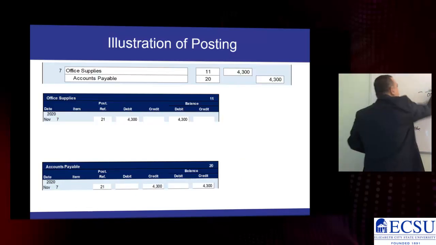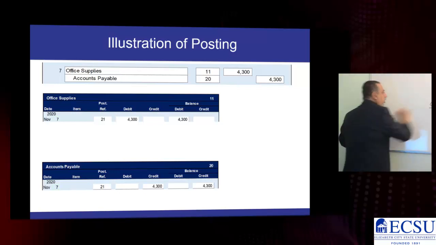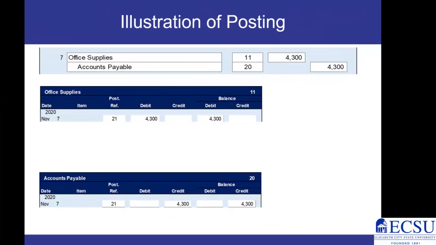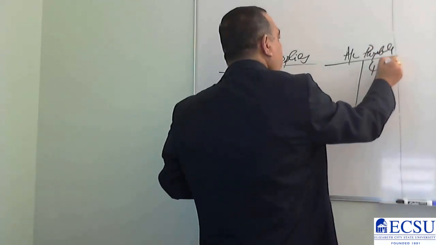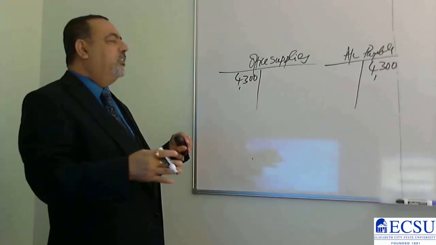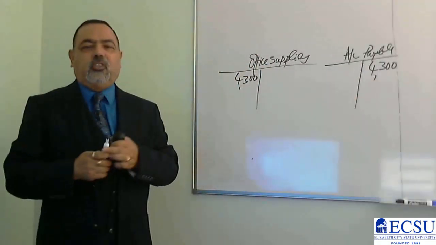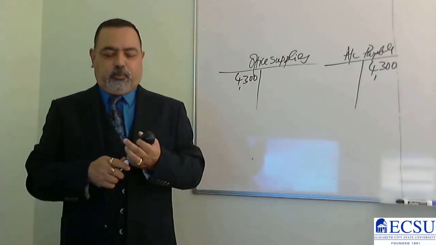The third one is a journal which says office supplies is debit and accounts payable is credit, 4,300 and 4,300. So I'm going to open a T shape, let's say office supplies, and it is a debit of 4,300, so I write 4,300 on the debit side. And accounts payable is credited, so I open another T account, accounts payable, and on the credit side is 4,300. We are following the double entry system of bookkeeping and accounting: a debit of 4,300 and a credit of 4,300. That is what is happening in the ledger postings as well.